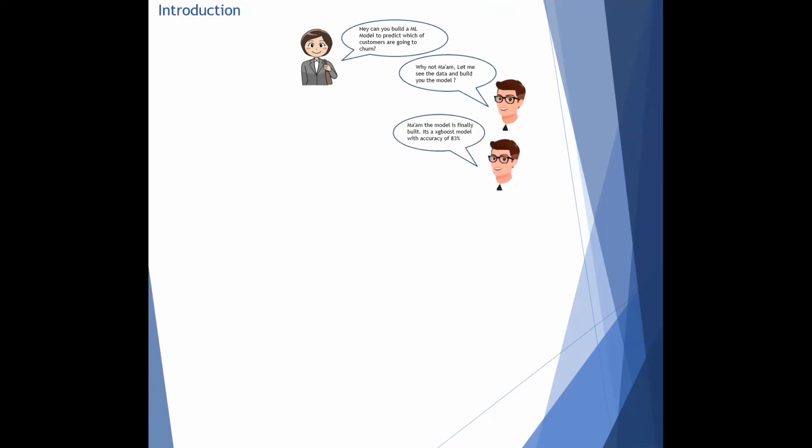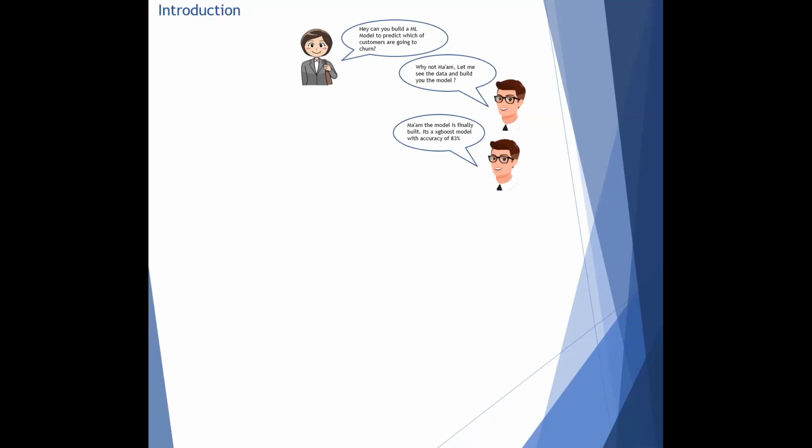So suppose this is your manager, and your manager is asking you whether you can build a model using which you are able to predict the churning of a customer, and you are working for a bank. For a bank, churning of a customer means predicting the customers who are going to close their accounts. You are a data scientist, and you say yes, I can definitely do that, and let me build a model for that.